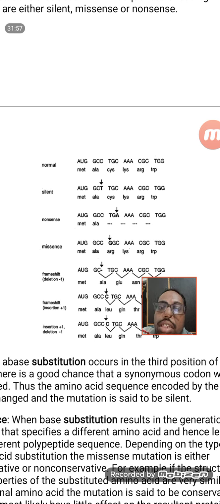Next is known as a nonsense mutation, because it makes no sense what it is doing. You see here AUG, GCC, TGA, and so on. The balance are there, and at TGA, the body doesn't know what to do with that particular sequence, whether to produce something else, they don't know. That is why it is called nonsense mutation.